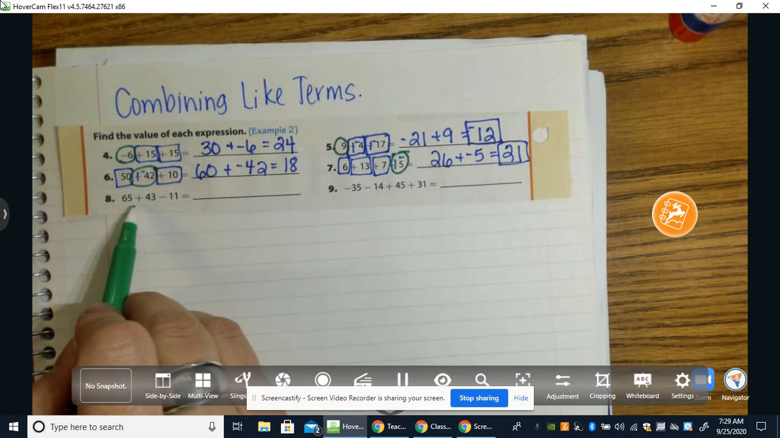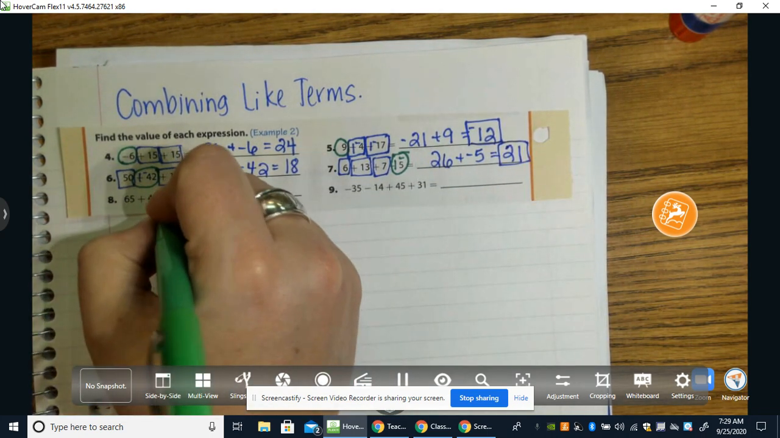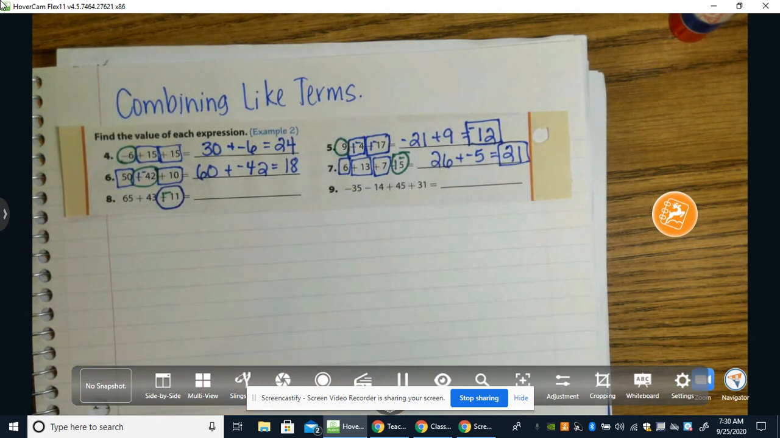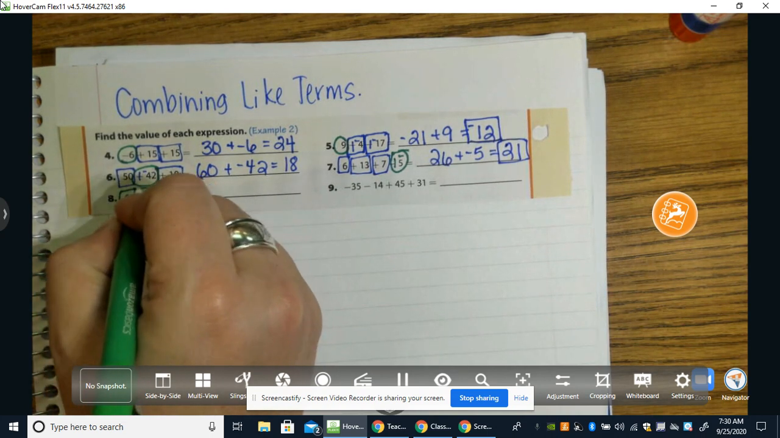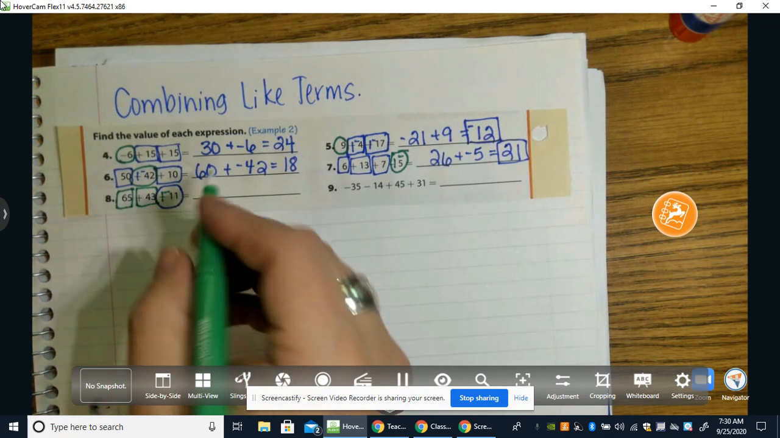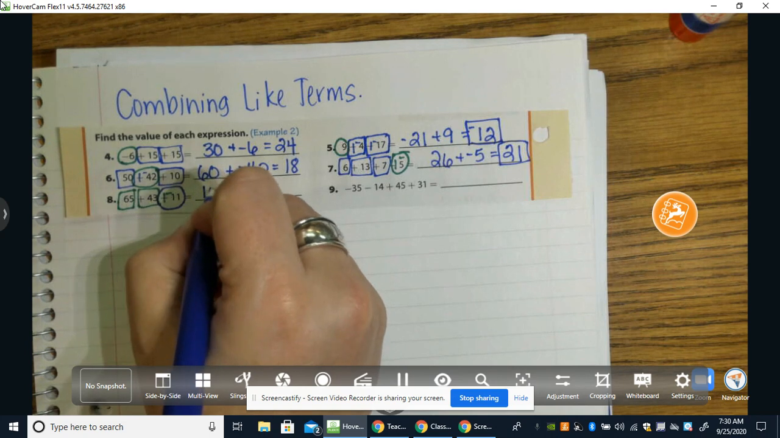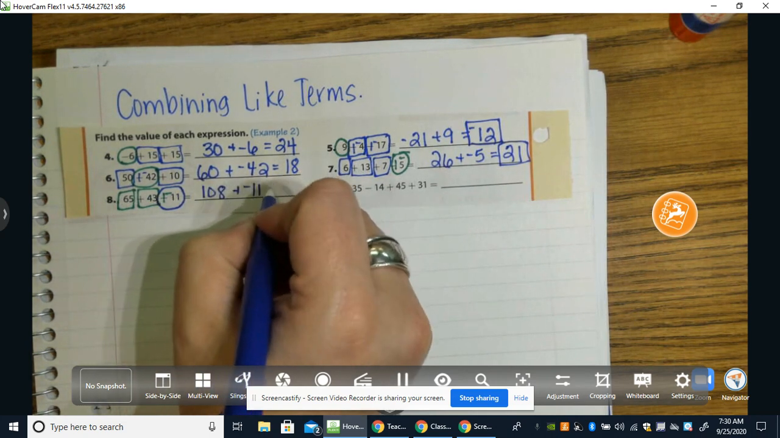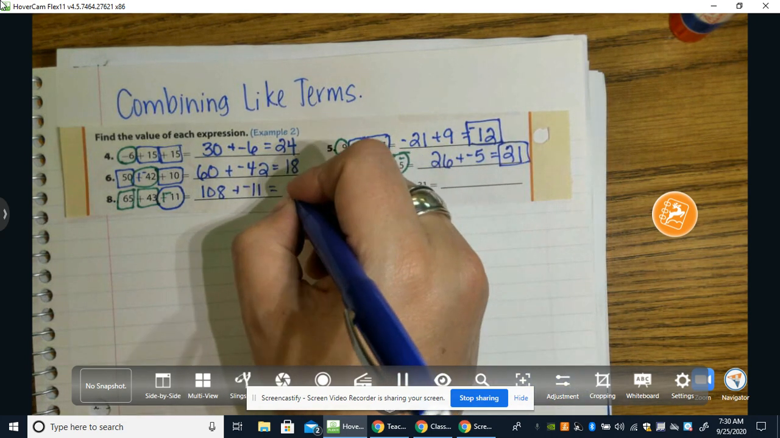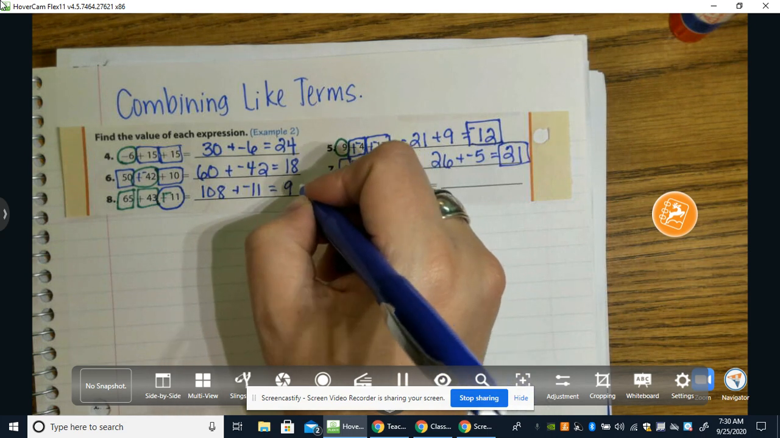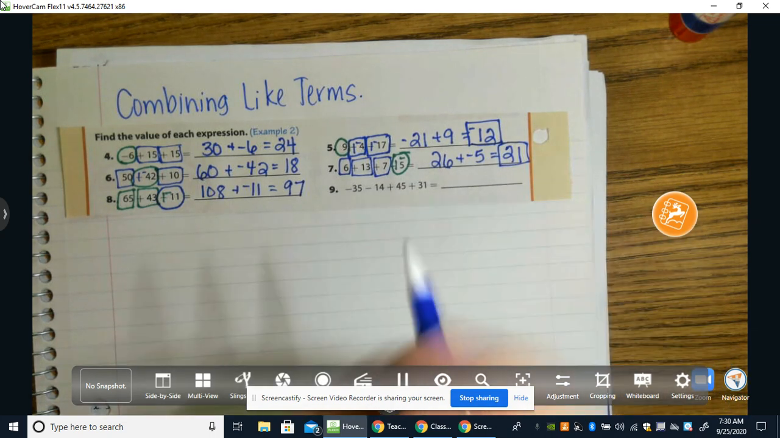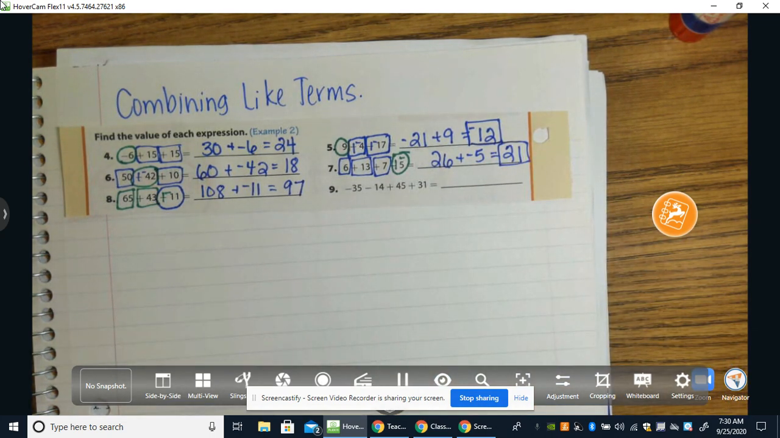Okay, 65 plus 43 minus 11, so that's going to be plus a -11. Well, plus -11, it's going to be itself. And then 45 plus 43. 45 plus 43 is 108. Plus a -11 gives me 97. There you go.